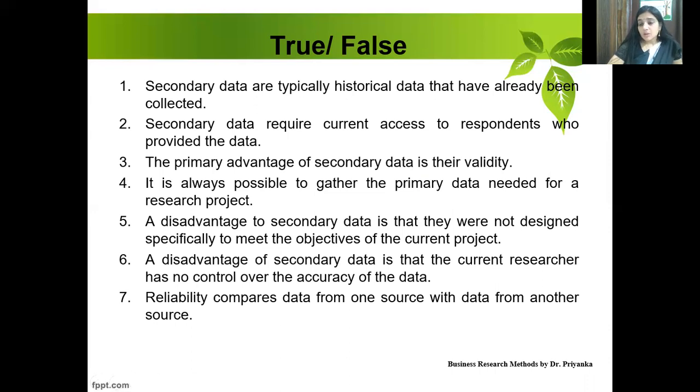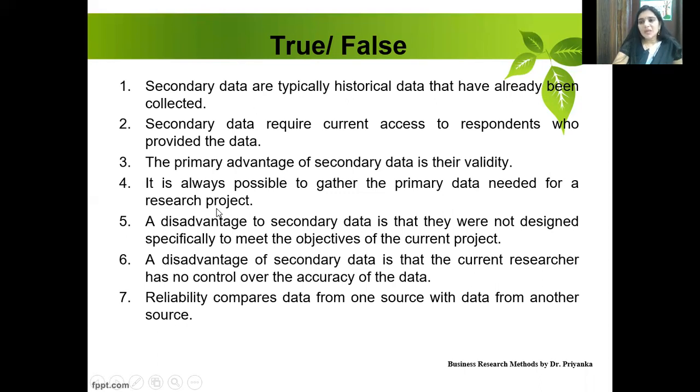The primary advantage of secondary data is their validity. No, not at all. Because when we talk about disadvantages, this is the primary disadvantage of secondary data, that they are sometimes not valid. So it is false. Whereas the primary advantage is their availability. They are maximum available. So it's false.